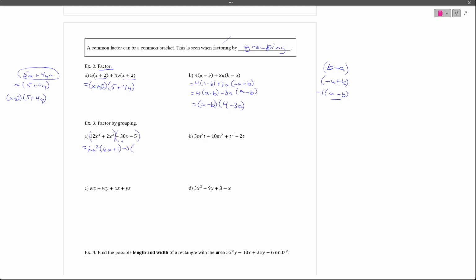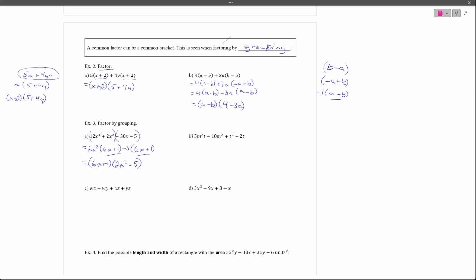So what happens when I have -30x divided by -5? I end up with just 6x. -5 divided by -5 is just 1, so plus 1. Oh, look, we have a common set of brackets now, so we can factor that out. 6x plus 1 multiplied by 2x squared minus 5. Factored by grouping. Same idea on the next one.